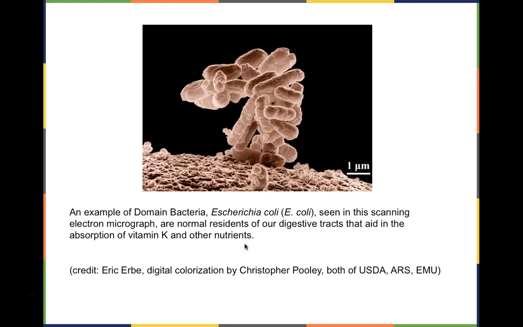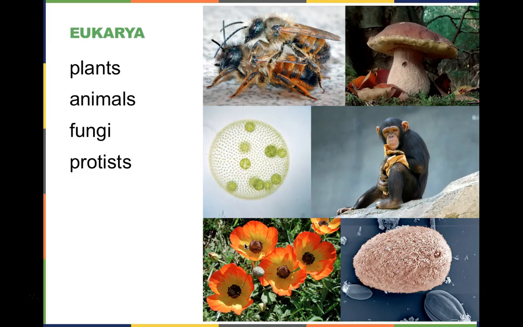An example of an organism in the domain bacteria that you've probably heard about, it's a very common one, is called Escherichia coli. It does have a nickname. We call it E. coli. And it's a commonly found organism in the intestinal tract of mammals. It helps to aid in the absorption of nutrients, provides us with certain types of vitamins, and is one of the beneficial organisms that we generally find in the mammalian intestine.